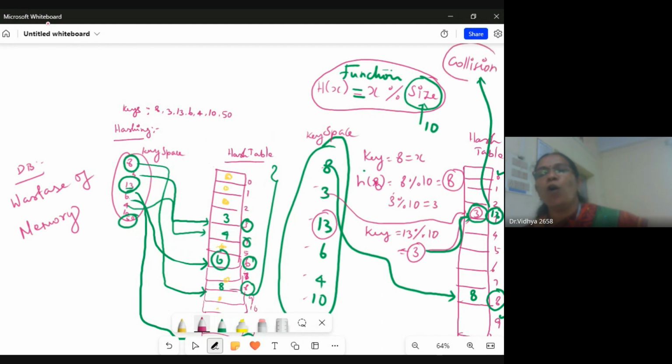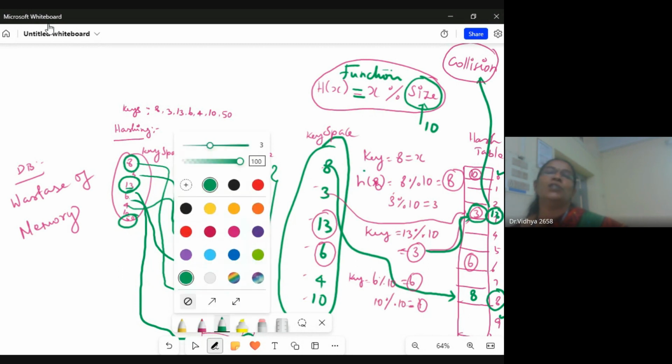Collision. So leave it as it is; I will tell you how to overcome this collision. Next, we are coming to the key 6. What is the position of 6? Obviously 6 modulo division 10, so you will store the value 6 at index 6. Similarly, 10 modulo division 10 is obviously 0. So 10 will be placed at index 0. Are you all clear about this concept of storing?